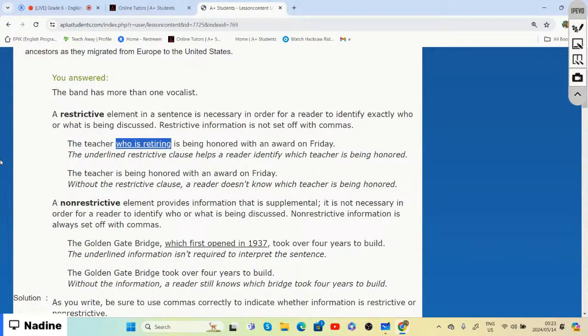Or specifically just saying the music teacher, then we know it's the music teacher, and that is without any commas. Yet we still know who and what is being discussed. If we did not have that information, then we wouldn't have known who or what is being discussed within that sentence. We call that a restrictive clause, and without that restrictive clause, we wouldn't have known which teacher is being honored.